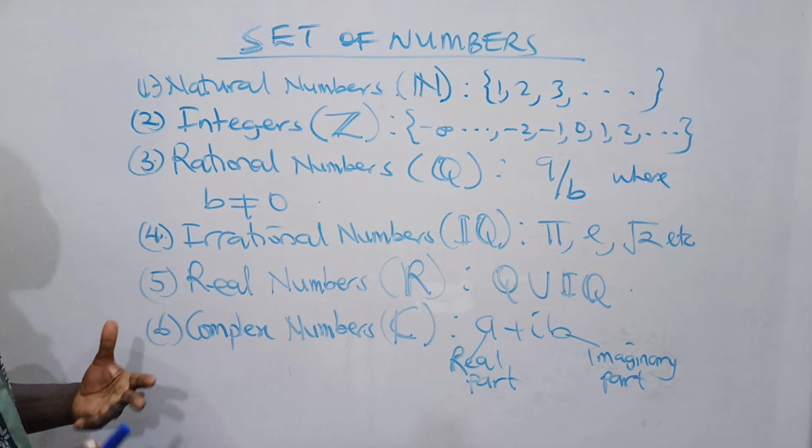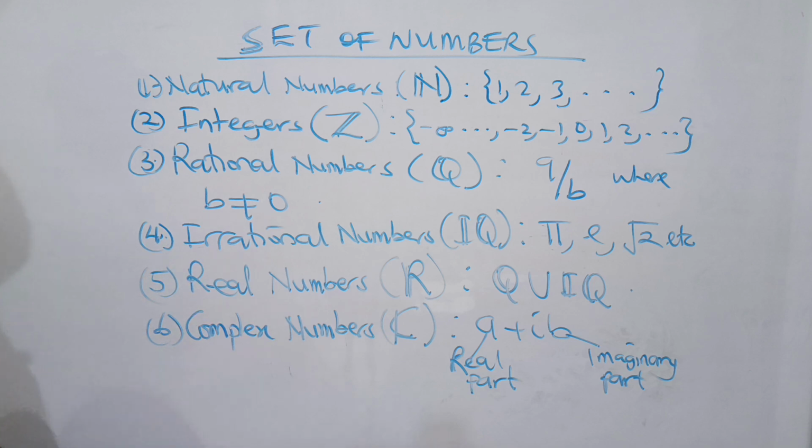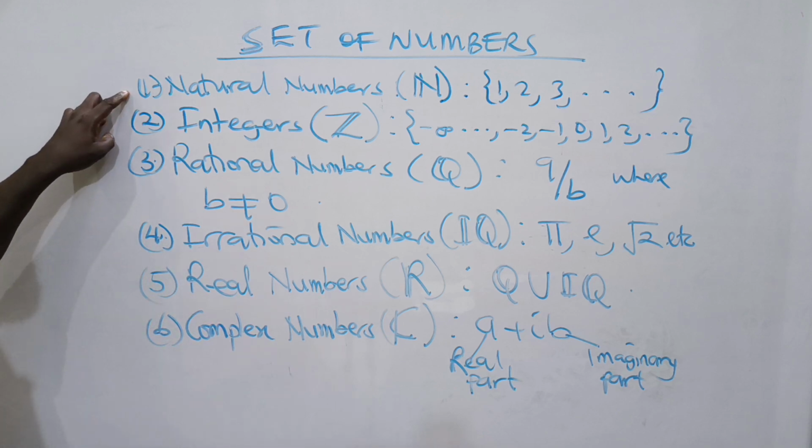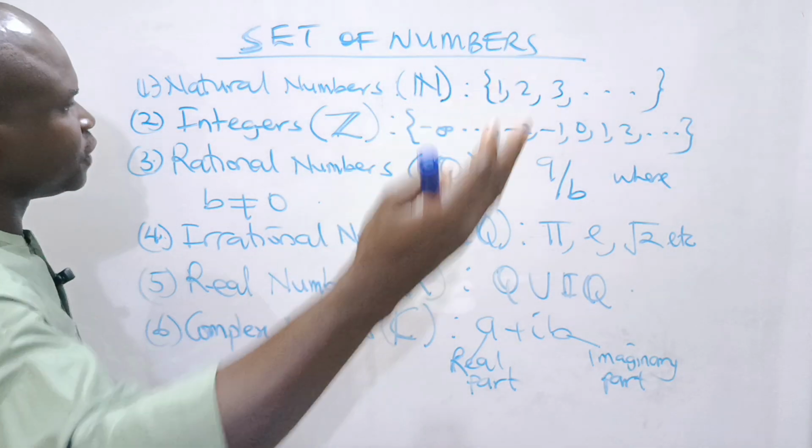Today, we want to do a recap on set of numbers. Of course, we are familiar with this set of numbers. The first one are called the natural numbers. These are the positive counting numbers. It starts from 1, 2, 3 up to infinity.